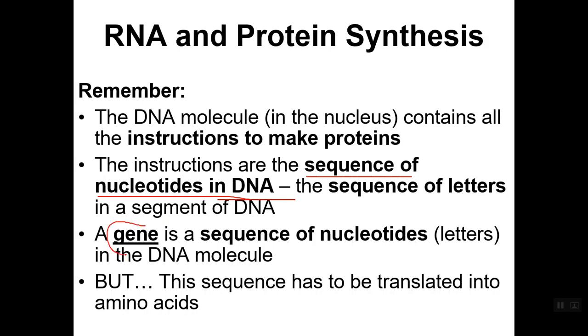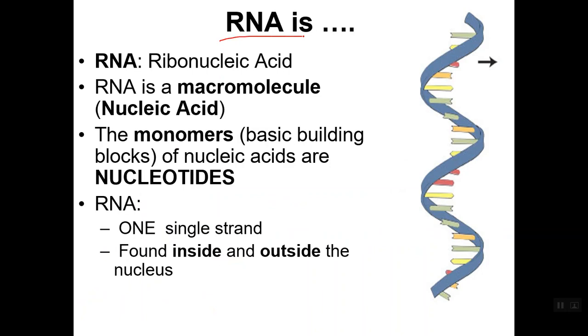A gene, and you do need to know this vocab, a gene is a sequence of nucleotides in the DNA molecule that can be hundreds of letters long, it could be thousands of letters long, but the point is it codes for a protein. And remember that ultimately we have to get from DNA to proteins, which means we have to somehow go from DNA to ordering amino acids and putting them all together to make proteins. So that's what this set of notes is about. And that's why we talk about RNA.